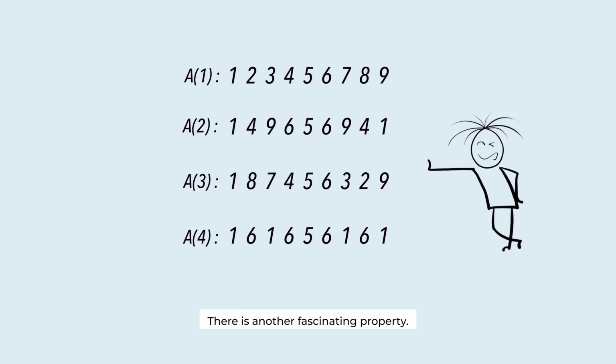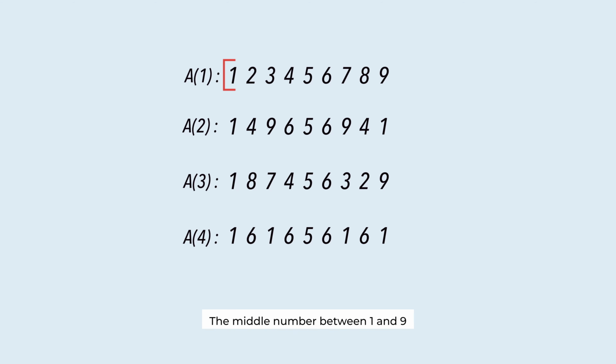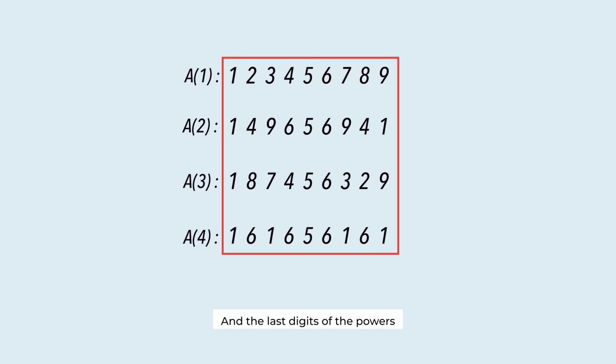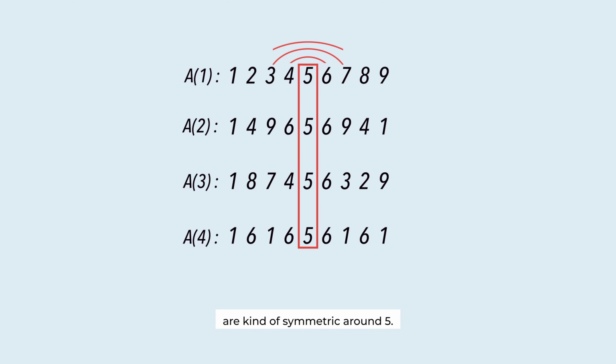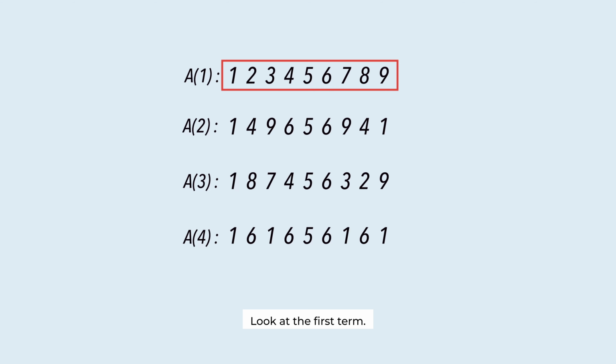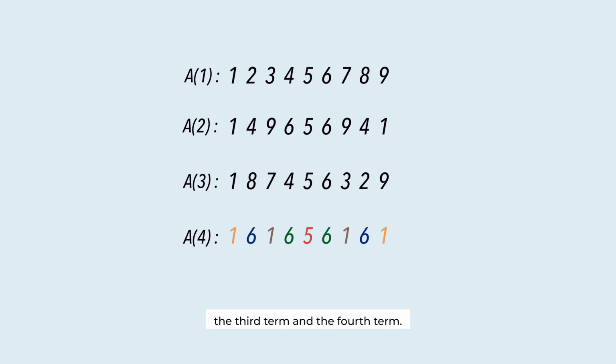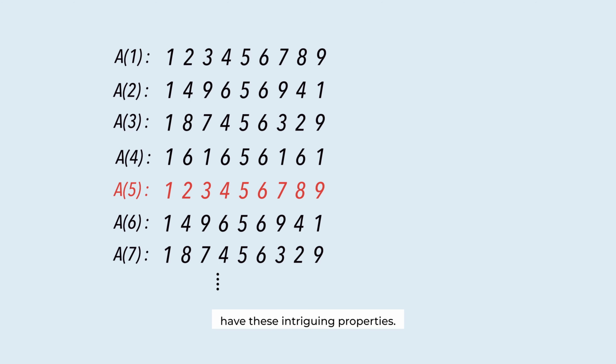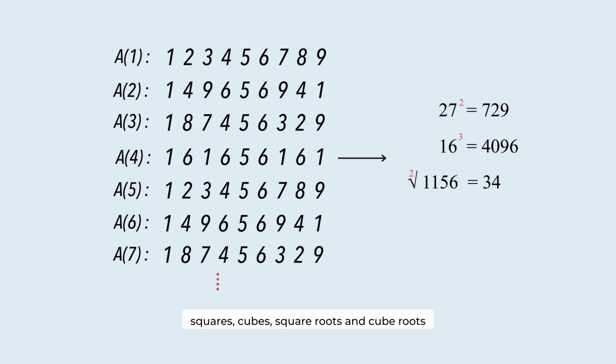There's another fascinating property. The middle number between 1 and 9 is 5, and the last digits of powers are kind of symmetric around 5. Look at the first term. The distances from 5 are the same on both sides. The same is true for the second term, the third term, and the fourth term. The last digits of powers have these intriguing properties. This helps us easily find squares, cubes, square roots, and cube roots of natural numbers.